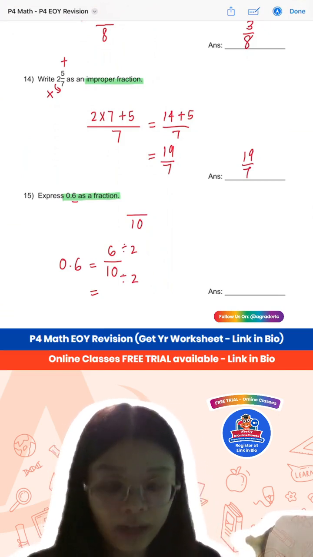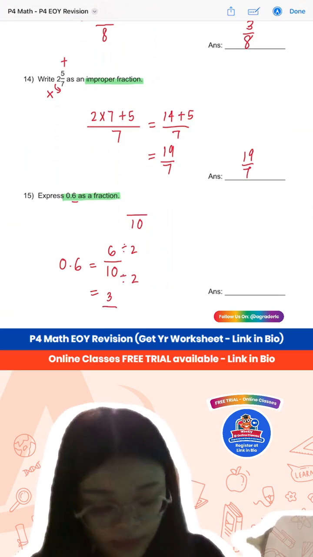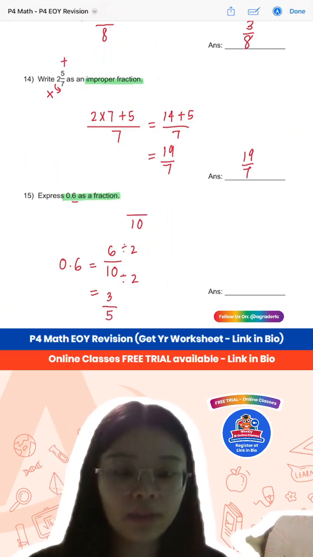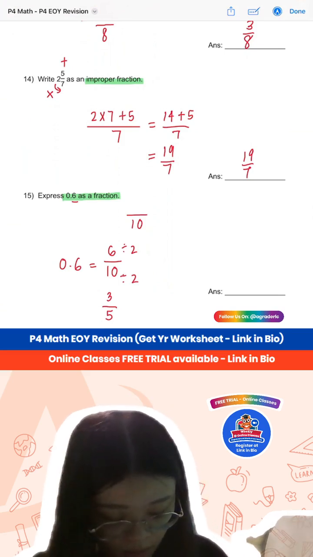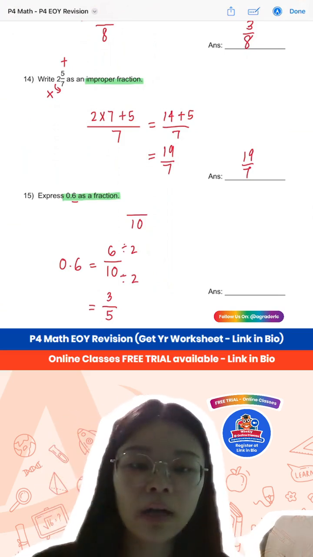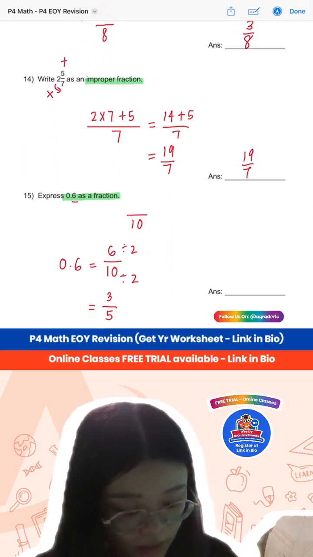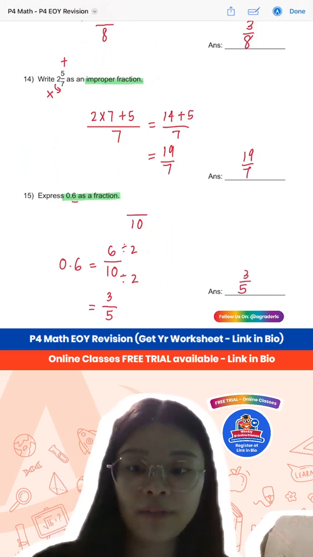So 6 divided by 2 gives you 3. 10 divided by 2 gives you 5. Oh, my equal sign is not aligned. So our final answer, in simplest form, is 3 out of 5.